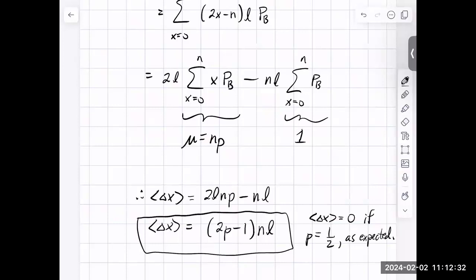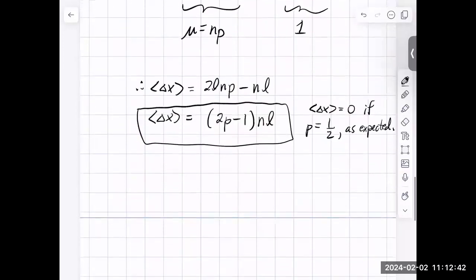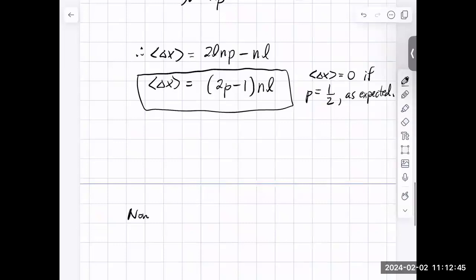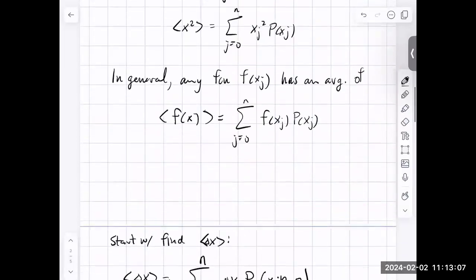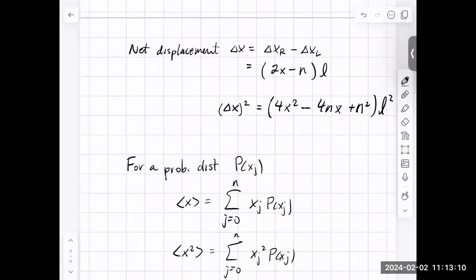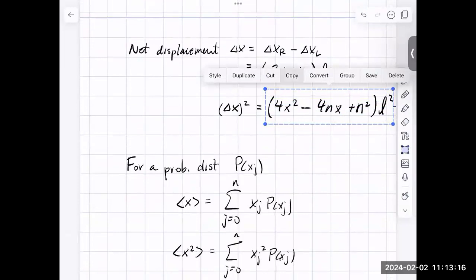Okay, good. So what I want to do then is see what happens if we try to calculate the average of the square of the displacement. So now let's find the average of delta x squared. Okay, so the average of delta x squared is going to be what? It's the sum of x equals 0 to n. All right, now we have to go back and see what delta x squared was, because I don't remember. Oh, okay, it's pretty complicated. I can't remember 3 terms in my head. So let's copy this.